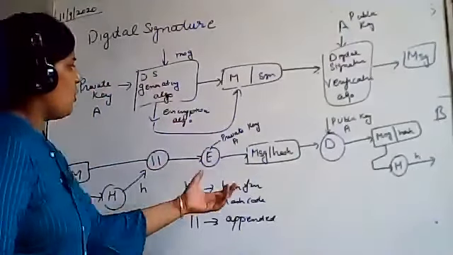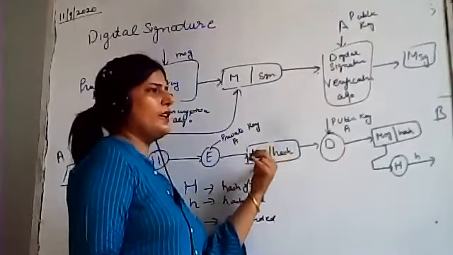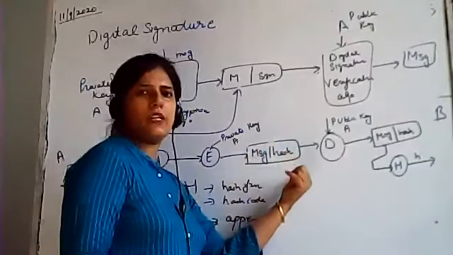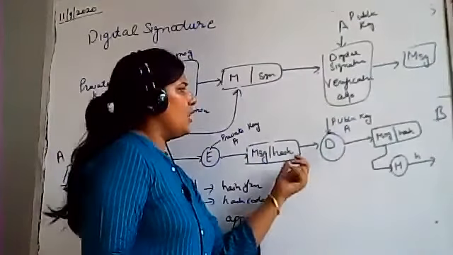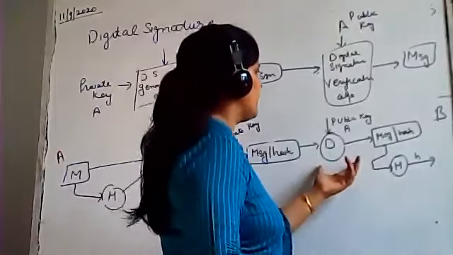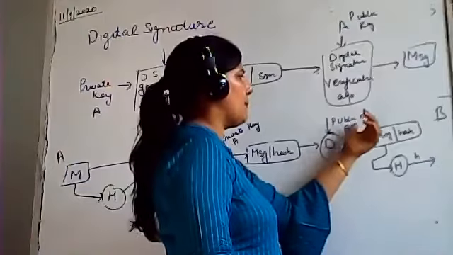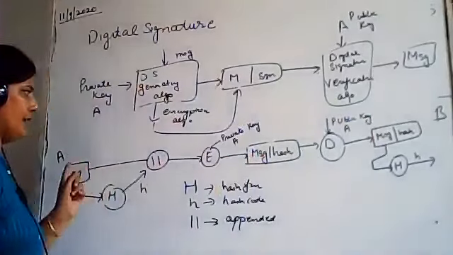Clear? Now whatever answer I get, the ciphertext will contain a message plus a hash value also. Now when this message moves to the other end, the receiver end, there is a decryption key. That key will be decrypted. We use the public key of that sender A.